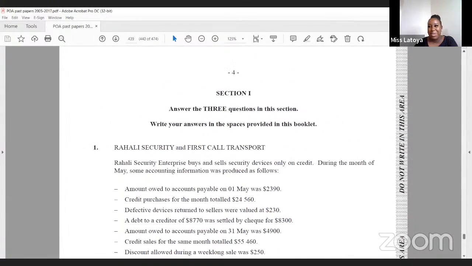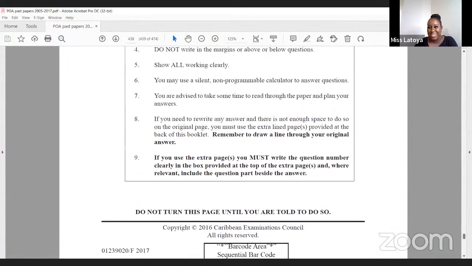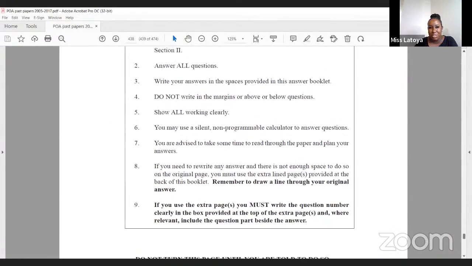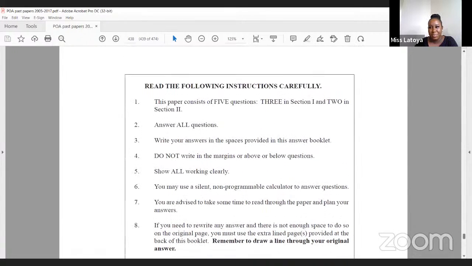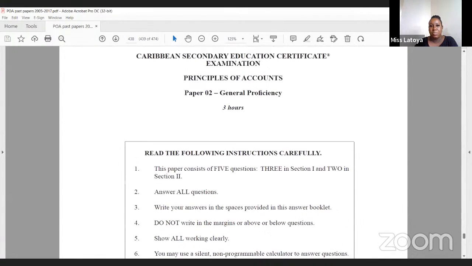The CSEC May-June 2017, paper 2. This is the paper we are doing.